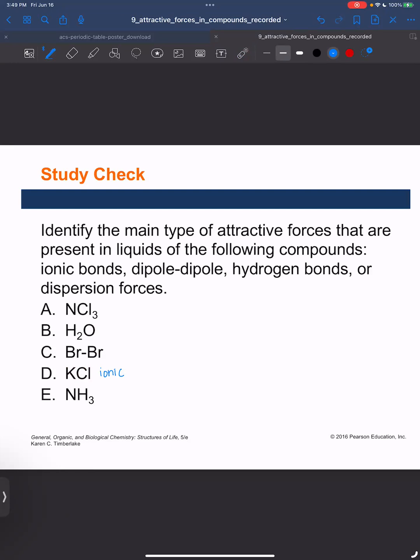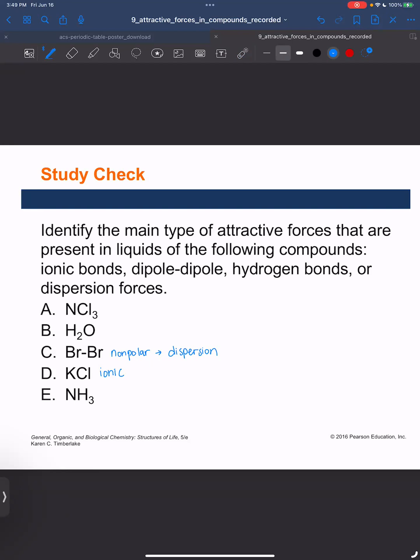Then I like to go through and see if there are any obvious non-polar covalent compounds. If I walk through, bromine is non-polar because the electronegativity difference would be 0. So because it's a non-polar molecule, its attractive force would be dispersion. That's the main type of attractive force it would experience.